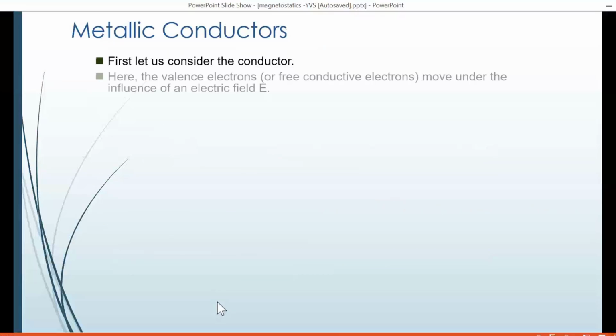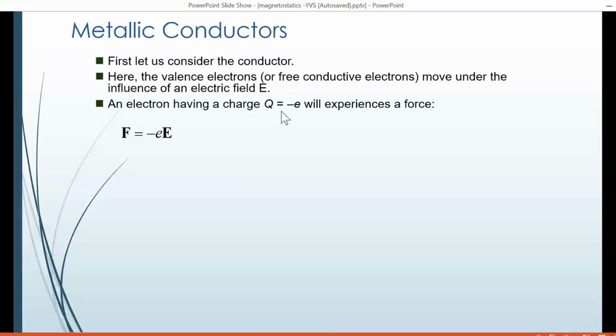So in case of metallic conductors, the current flows readily. Valence electrons will move under the influence of an electric field. We know that whenever we apply the voltage, only the valence electrons move from the negative terminal towards the positive terminal of the battery. An electron having a charge q, that is equal to minus e, that is one electron charge, will experience a force, and that force is given by F is equal to charge multiplied by electric field.